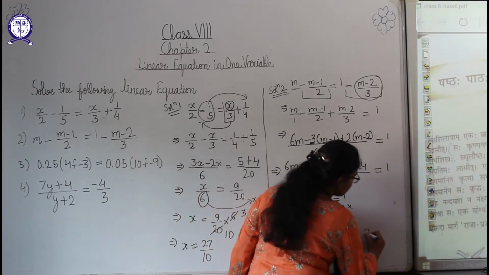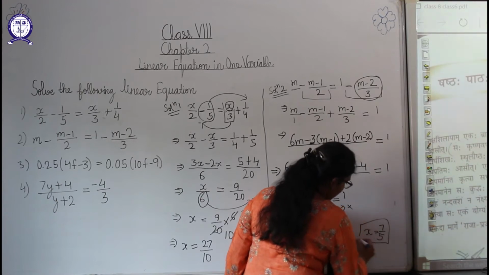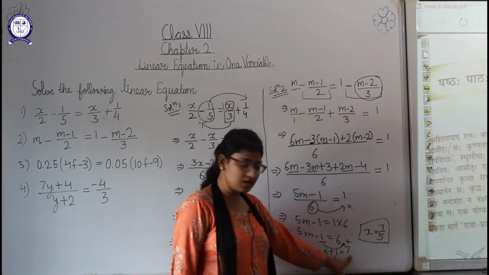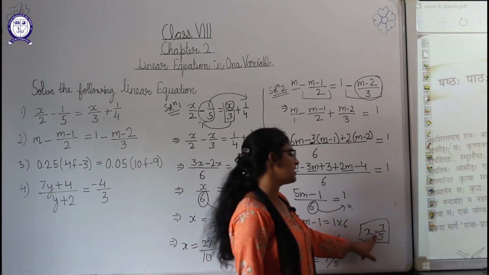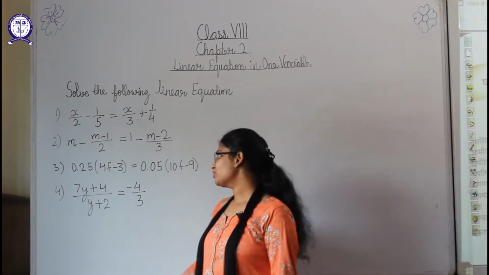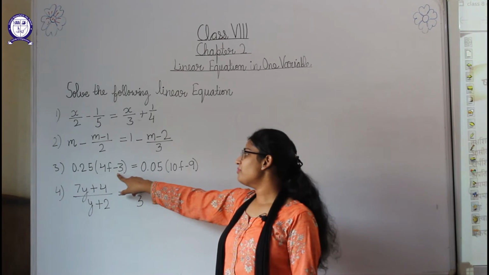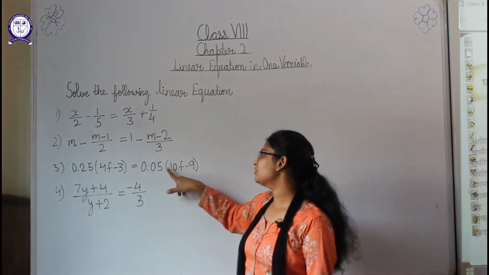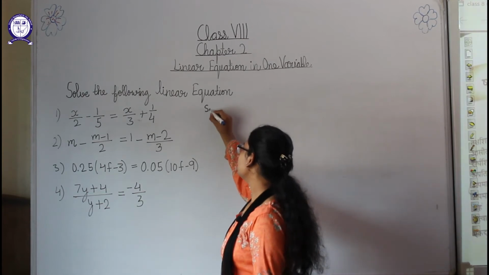What is our answer students? X is equals to 7 by 5. As 7 was in the answer here and 5 is in multiplication, so it divided here, so our answer is x equals to 7 by 5. Now students, our third question is 0.25 into 4f minus 3 is equals to 0.05 into 10f minus 9. So we will solve this question.